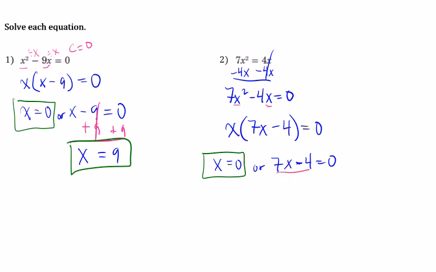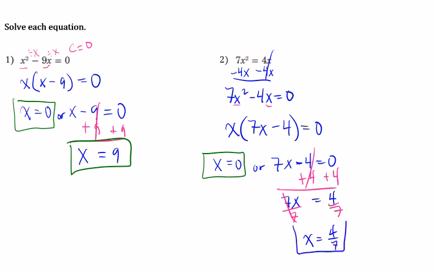Or here, I'm just going to do some algebra. I'm going to add 4 to both sides, so we get 7x equals positive 4. Then I'm going to divide both sides by 7, and so we get x equals positive 4/7. So that's our other solution, okay? All right, so that's how we do GCF factoring.